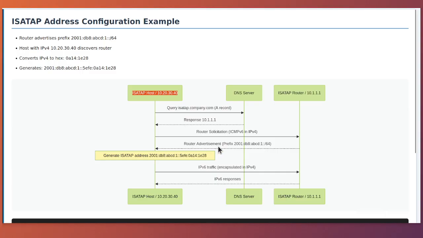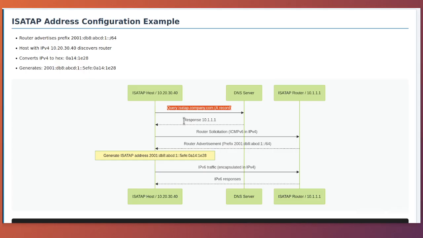Now, consider a workstation with IPv4 address 10.20.30.40. When ISATAP is enabled on this workstation, it needs to discover the ISATAP router. This discovery can happen through DNS by querying for a hostname called isatap.company.com, or the router address can be configured manually.